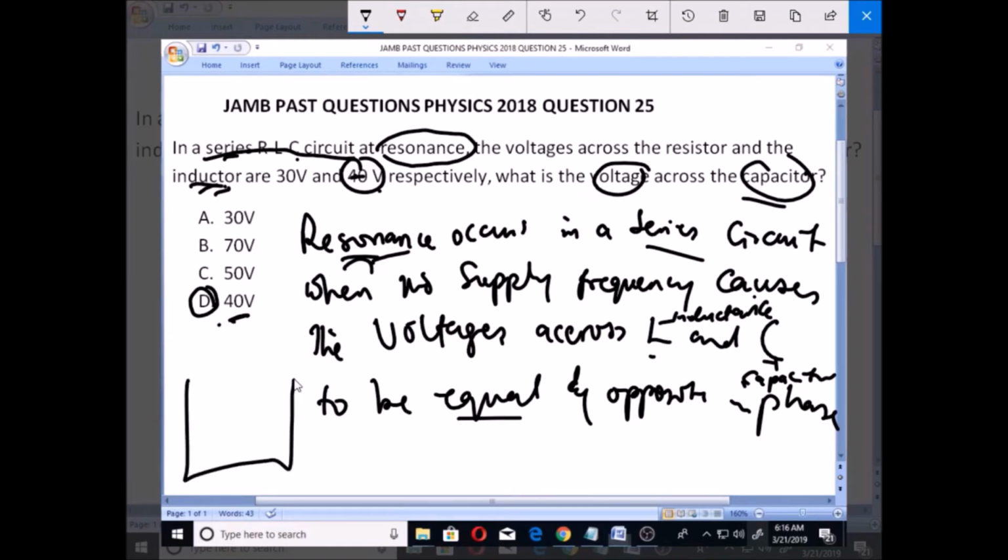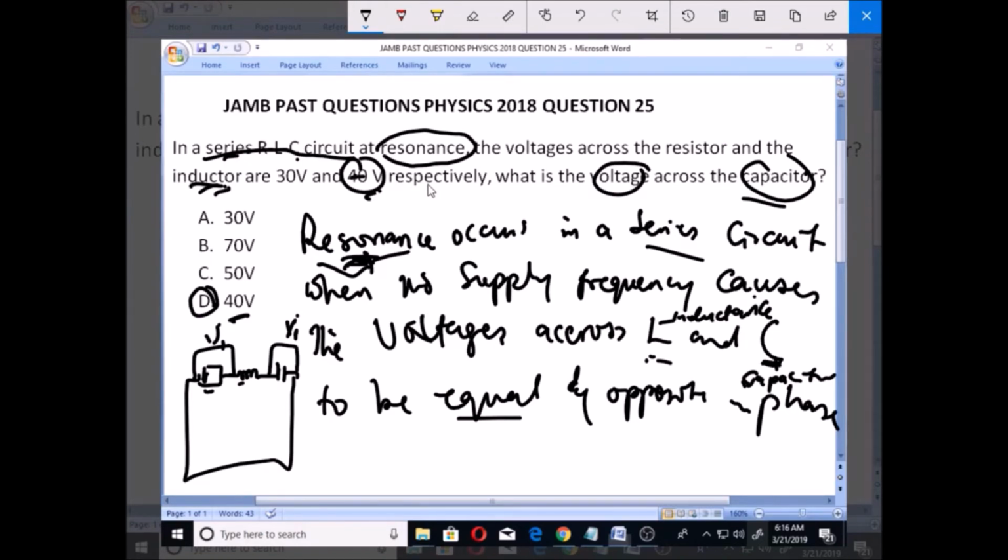So this is the kind of circuit that we're talking about. You have the capacitor, it's in series with the resistor, and this is the capacitor, this is the resistor, this is the inductor. So if the voltage in the inductor is V1, then the voltage in the capacitor is going to be V1 too. In this case, we say that there is resonance. Resonance occurs when the supply frequency causes the voltage across both the inductor and the capacitor to be equal, and in this case it is 40, and that is the answer.